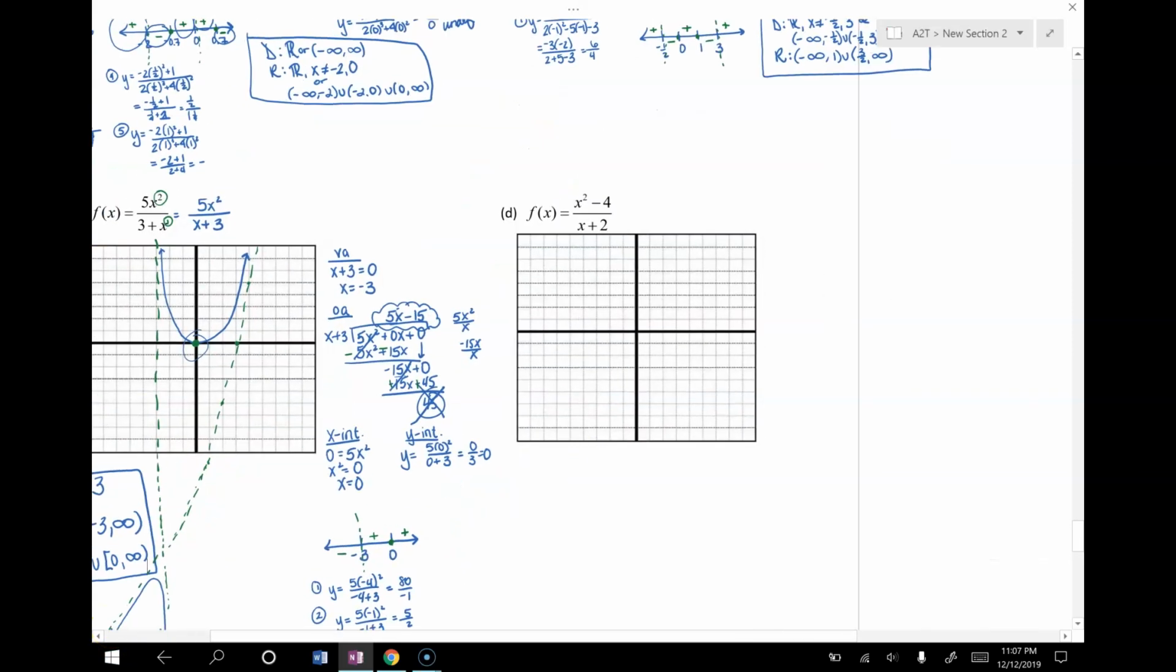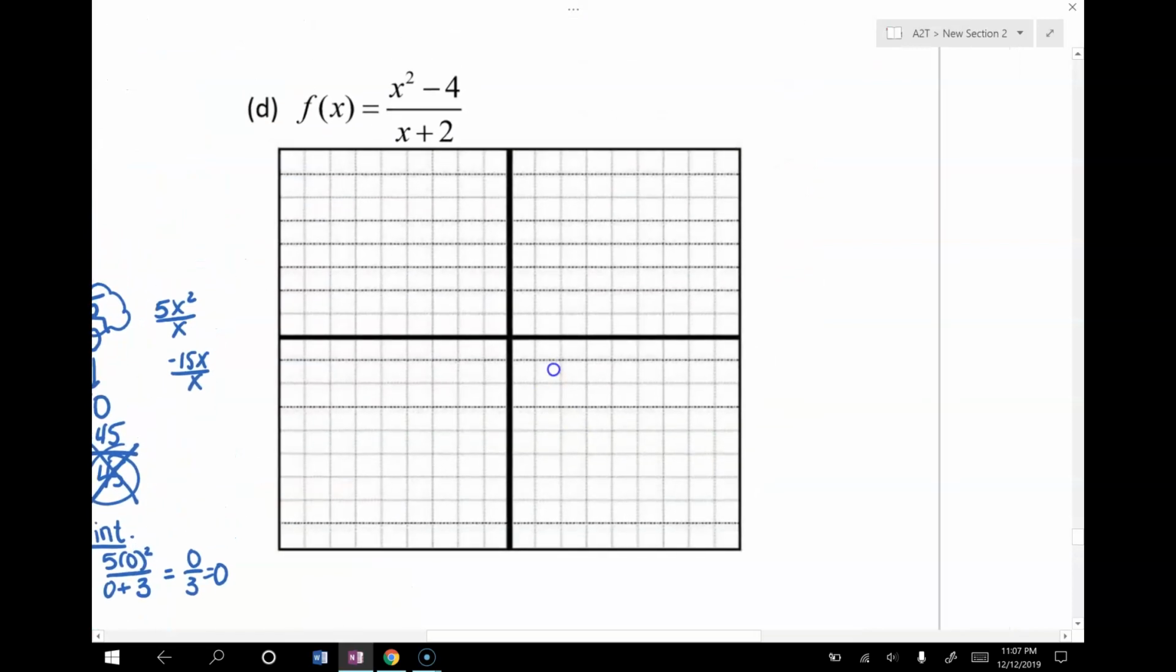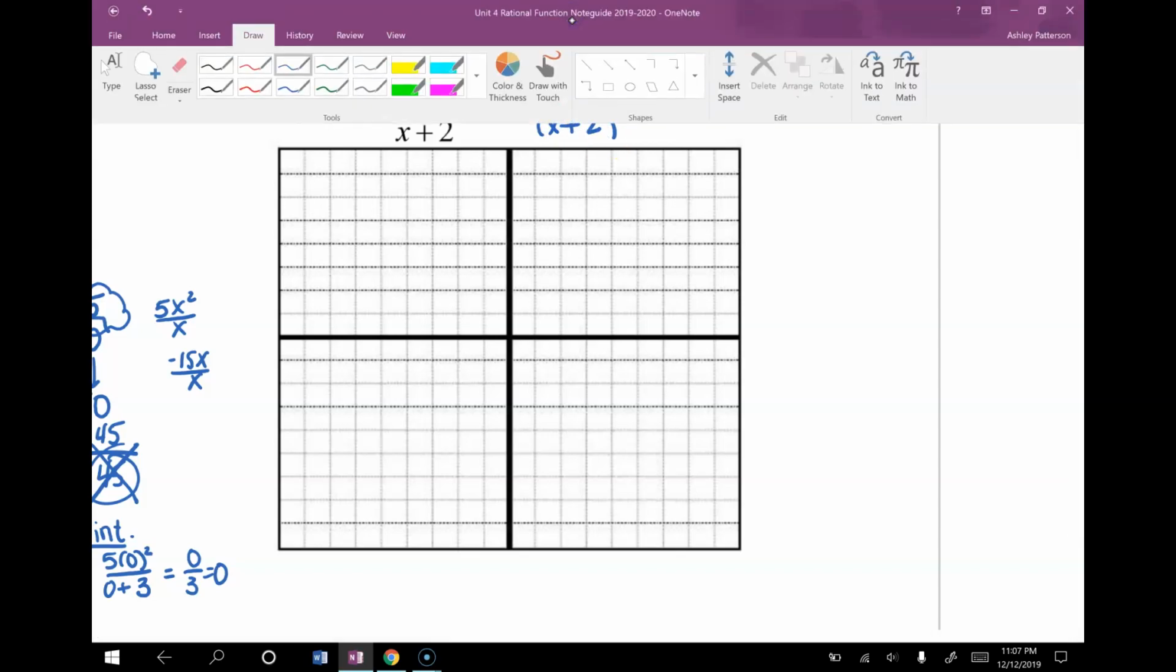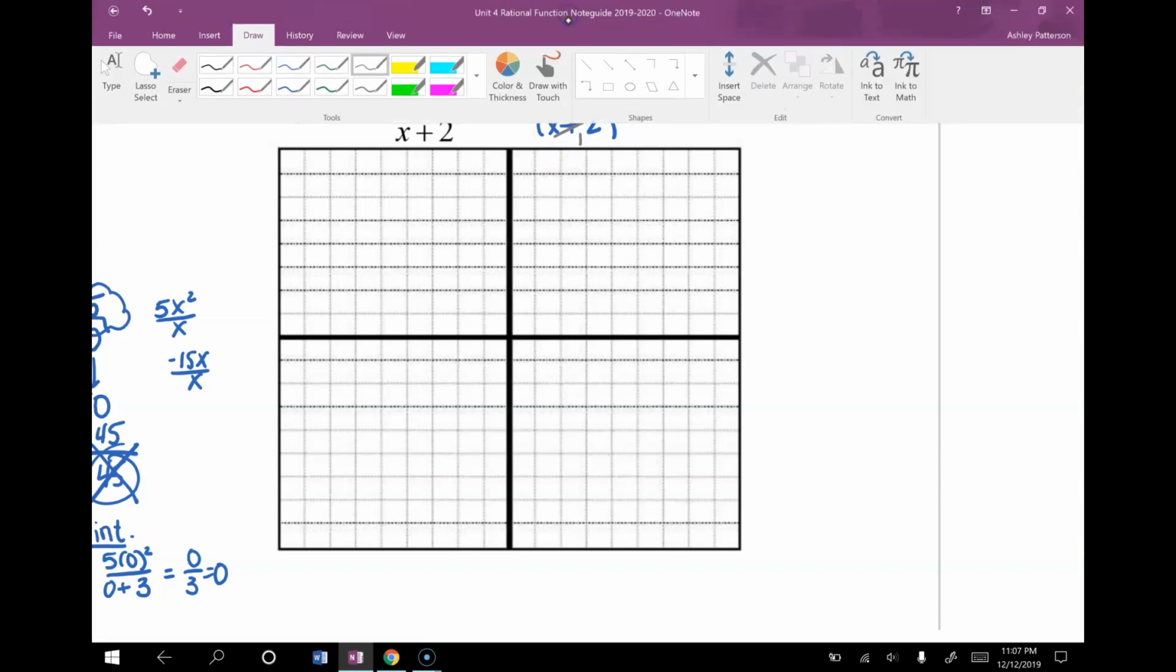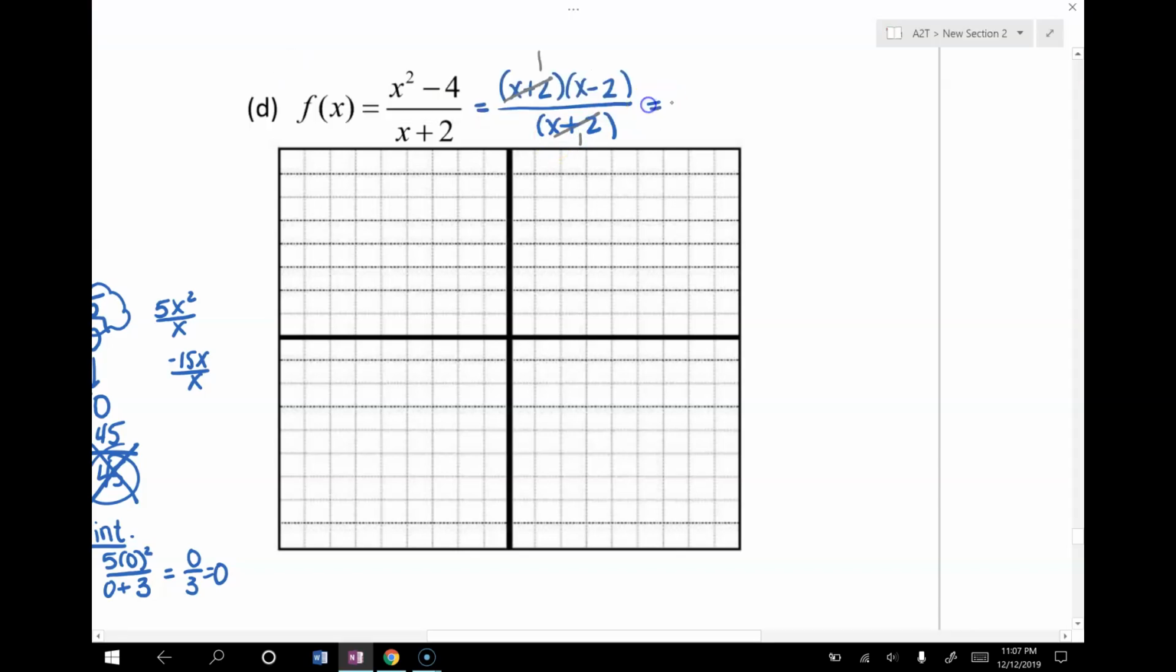All right, so we need to first see if there is a hole. It's in standard form. What I mean by that is the polynomials in the numerator and the denominator are in standard form. And the numerator can factor. It is a difference of squares. And what do we see, you guys? Yes, we see a common factor. Oh, that's great. So when we simplify, we're left with y equals x minus 2.